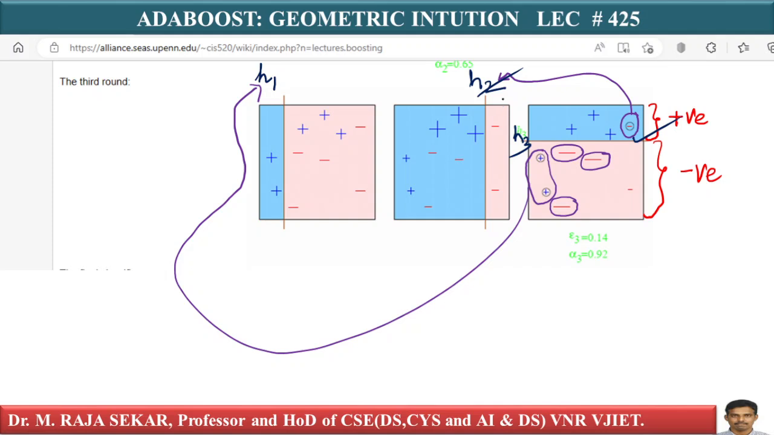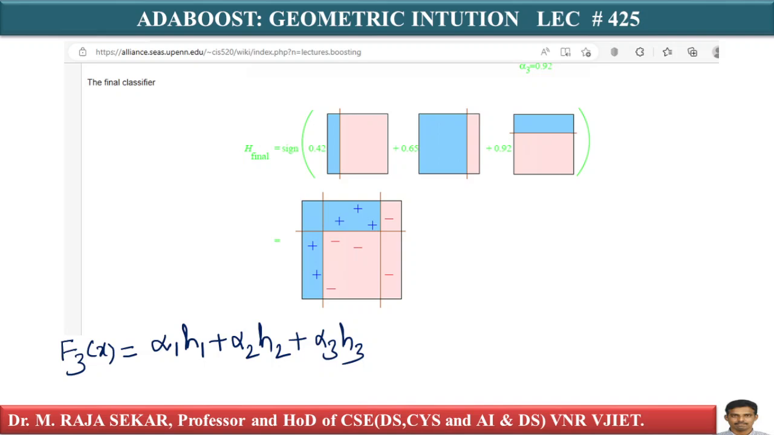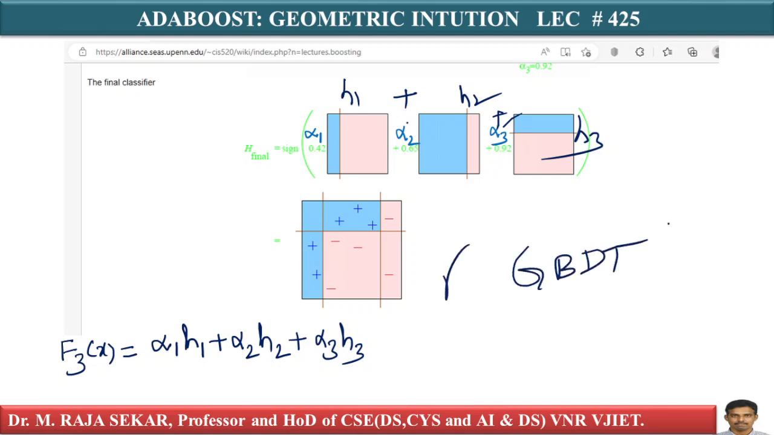So eventually my final model looks like alpha 1 H1 plus alpha 2 H2 plus alpha 3 H3. This becomes my final model, my F3 of X, which is basically 0.42 times H1, that is alpha 1 H1, plus alpha 2 H2, plus alpha 3, this hyperplane H3, isn't it? Your alphas here are equivalent to gammas in GBDT. In GBDT, I can compare these alphas with gammas.